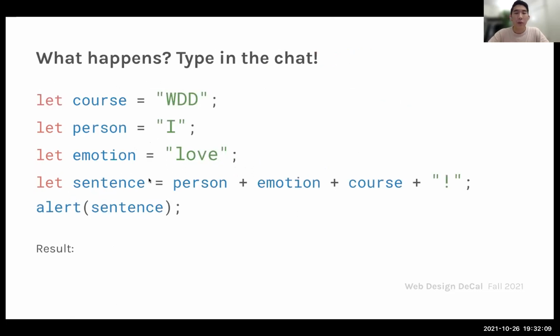So just be wary when you're doing string concatenation on whatever project you have. If you want to combine multiple strings together, either have a space in the strings, or you can do course plus space plus person plus space plus emotion plus exclamation point, and that'll say "I love WDD" with spaces.